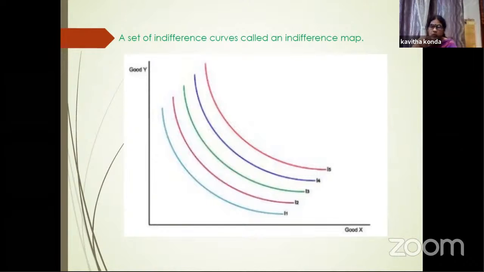All points on IC3 and IC2 are preferred to all the points on IC1. IC1 represents a lower level of satisfaction when compared with IC2 or IC3. As it moves to an upward curve, it shows maximum satisfaction compared to the lower curve. This is the indifference map, which is the set of indifference curves.